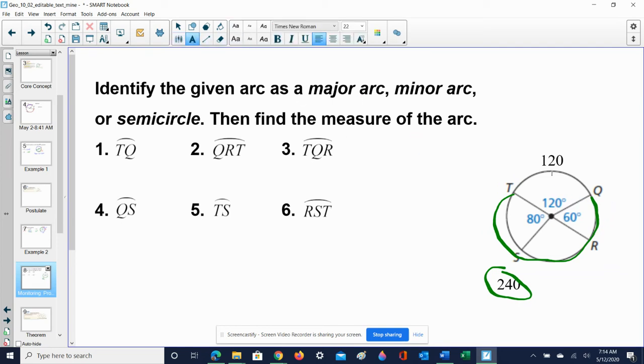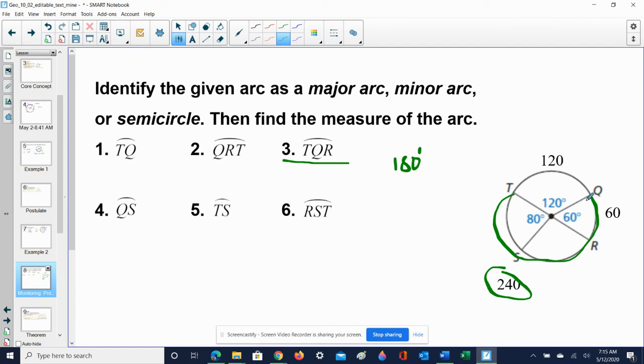If I know this is 120, we did that before. If this angle is 60, what does that make that arc? It makes that arc 60. So if that arc is 60, 120 plus 60 is 180. So the measure of arc TQR is going to be 180 degrees. What is 180 degrees? Is it major, minor, or a semicircle? It's a semicircle. So TQR would be a semicircle.